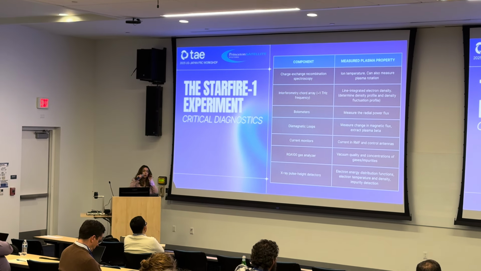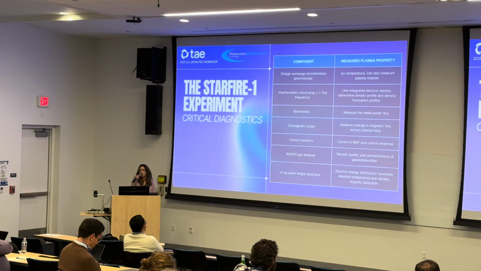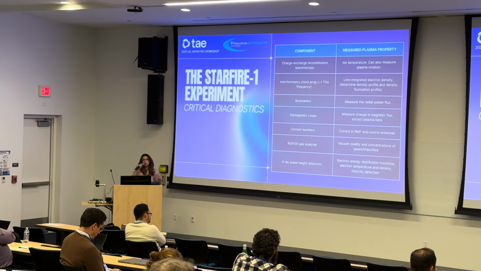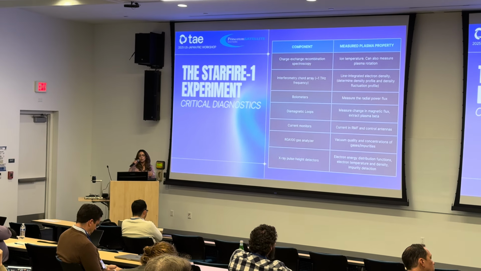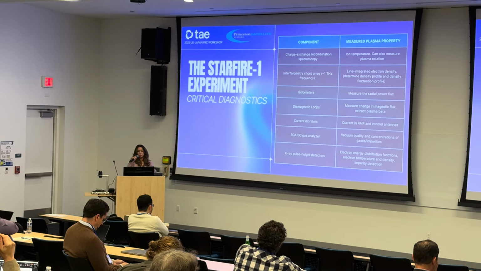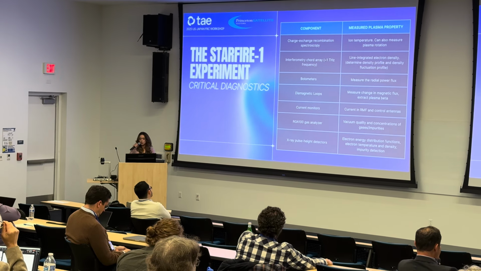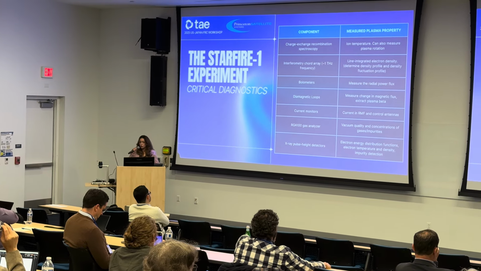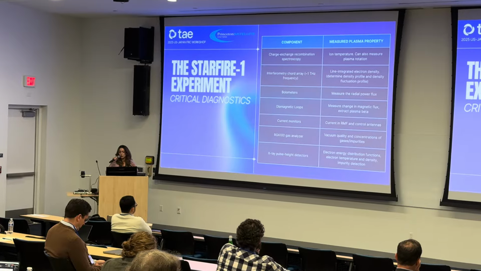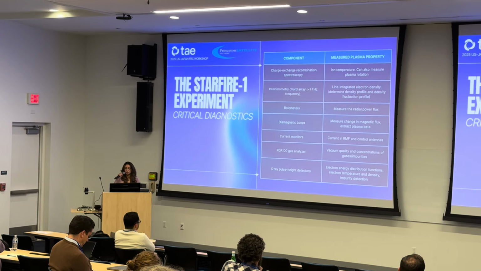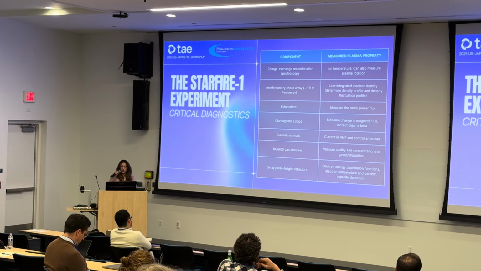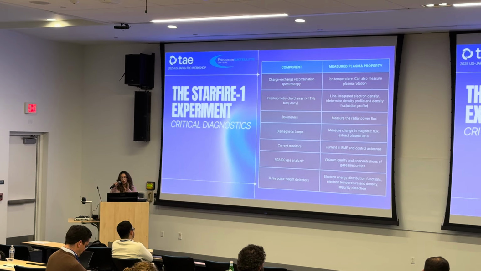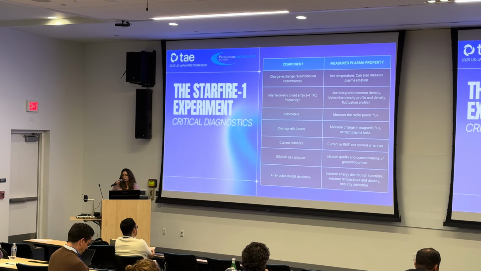So these are the critical diagnostics that we have so far. A very important one is the charge exchange recombination spectroscopy, which is for measuring the ion temperature, and it can also measure plasma rotation. We also use interferometry for density profiles, bolometers for radial power flux, and diamagnetic loops to measure the voltage and hence get the change in magnetic flux and extract plasma data approximately. We also have current monitors, RGAs, and X-ray pulse height detectors, which would be used to approximate the energy distribution of electrons.